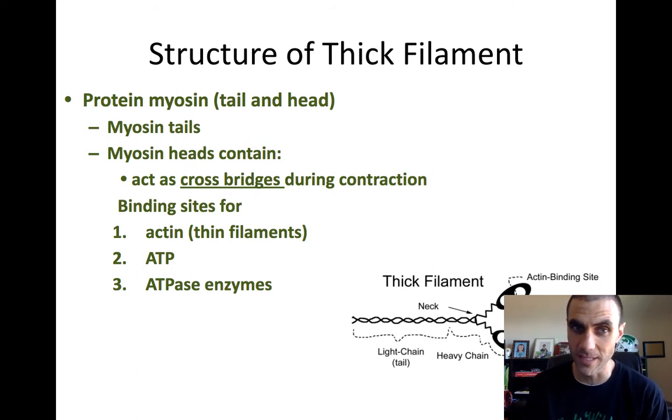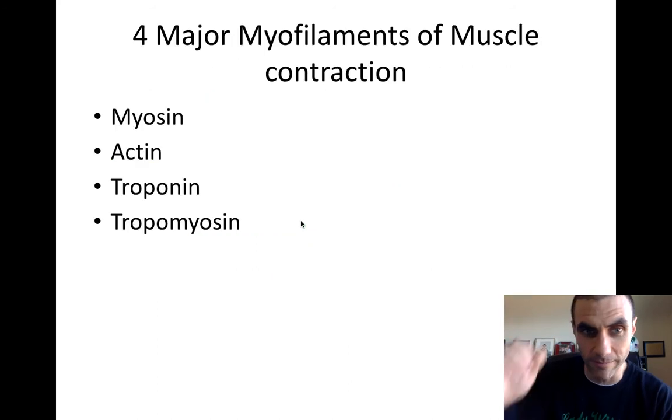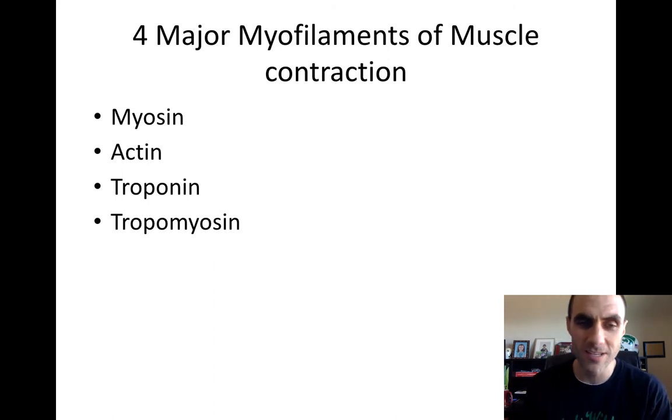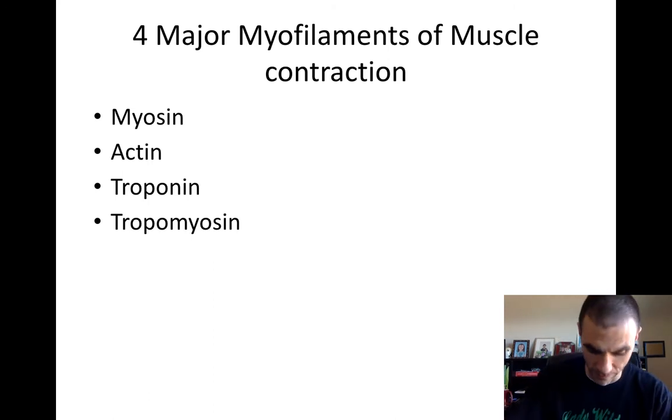It's going to start with myosin. Okay, we got these myosin heads. The key thing is this: they have this attraction to actin that we've got to keep straight. The four major ones you have to know are going to be myosin, actin, troponin, and tropomyosin. Those last two sound alike, but very different functions.